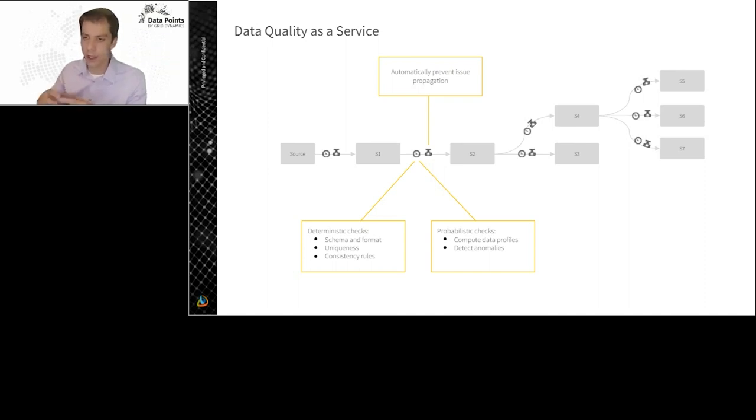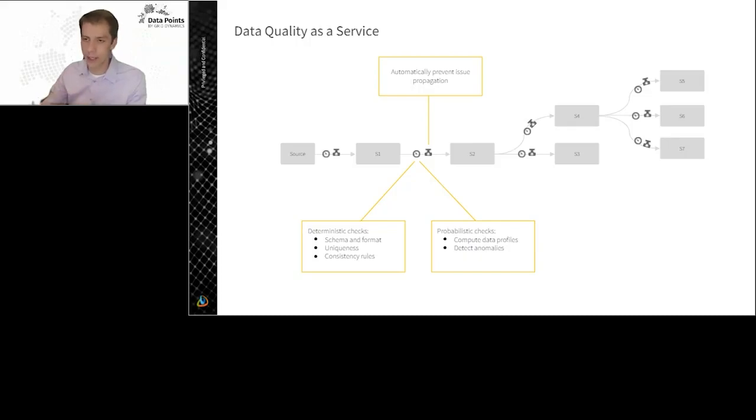Basically, these checks can be either deterministic, meaning that we check data formats, schemas, uniqueness of certain field values. We can also apply some custom consistency rules, but it can also be probabilistic checks, when we are computing some sort of data profiles with statistics about the typical number of files, the typical number of records that arrive every hour or every day, and then we monitor the trends and detect anomalies in these statistics or in particular values in certain fields that we collect.